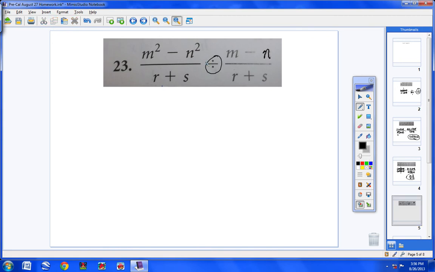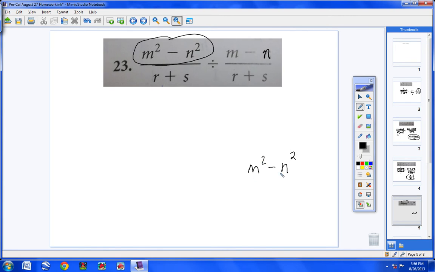Now we're getting to some division, okay? So that'll be a good little challenge for us. Okay, let's go ahead and go through and factor everything as much as possible. Let's start with this right here. M squared minus n squared. Now, first of all, there's nothing common you can factor out.